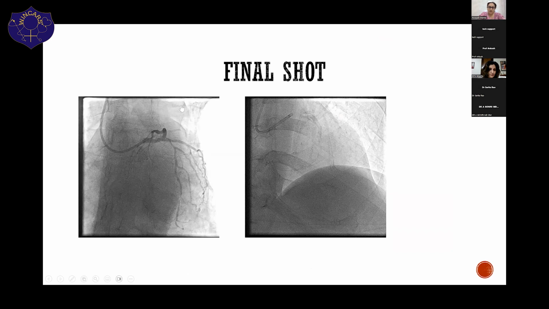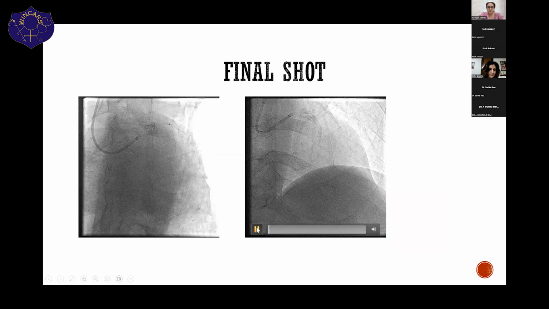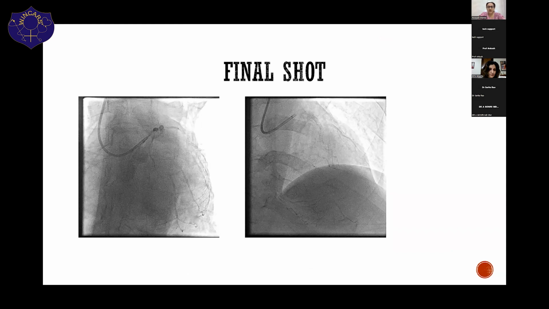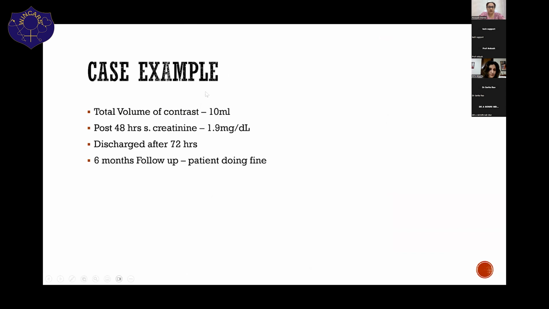So I always take a final shot, maybe just to look for perforation or dissection, which I may have created. And this was the final shot which I took. So total contrast volume in PCI was only 10 ml. Post 48 hours, the creatinine was 1.9. Patient was discharged after 72 hours. And at 6 months follow-up, patient is doing fine. So there was no CIN caused by the PCI.